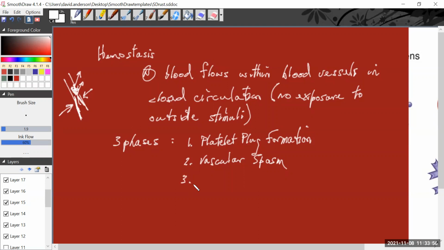The 3rd phase is the process of coagulation. This is a series of steps. 1 step before the 2nd step, before the 3rd step can occur. And this is an example. Here's an example of positive feedback. Coagulation and the steps required for coagulation are an example of positive feedback.